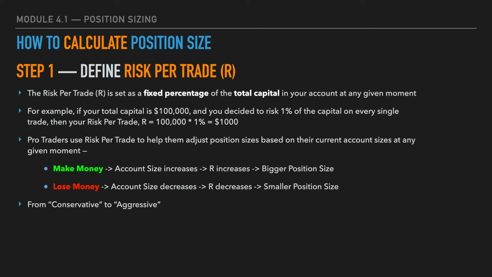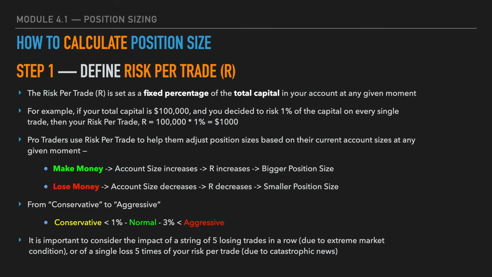So what percentage of total capital should traders set for the risk per trade, the R multiple? My suggestion is anywhere between 1% to 3%. If you're risking less than 1% per trade, you're considered a more conservative trader. If you risk more than 3% of your capital on one trade, that would be considered aggressive for a beginner trader. Also, when you decide what percentage of the total amount to set as an R multiple, it's important to consider the impact of these two extreme scenarios.